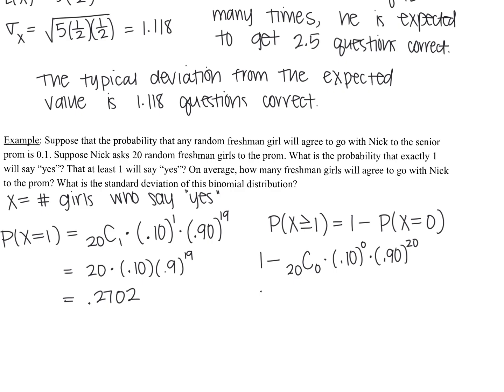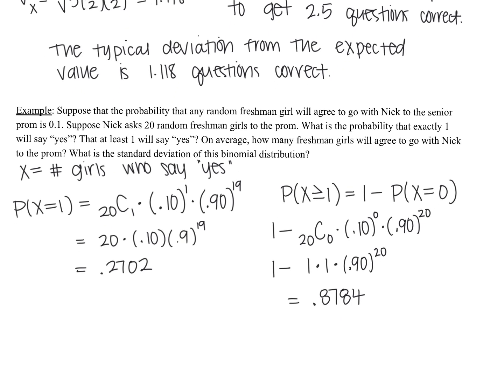And remember, any number choose 0 is always 1. And then 0.10 to the 0 is also 1. So I'm just doing 0.90 to the 20th. I'm doing 1 minus 0.90 to the 20th. So that's going to be 0.8784. So there's a very good chance at least one girl says yes to Nick.